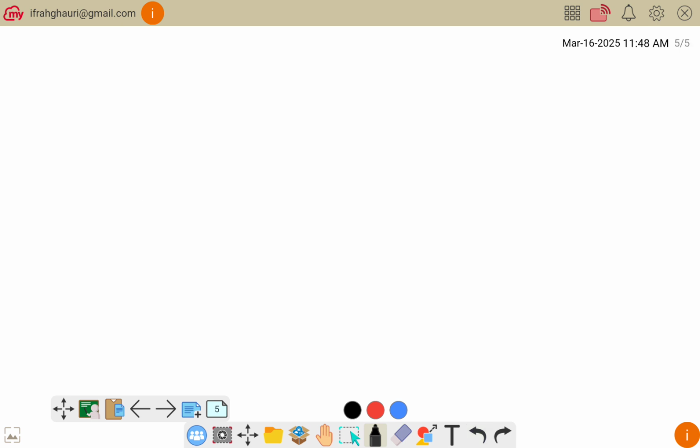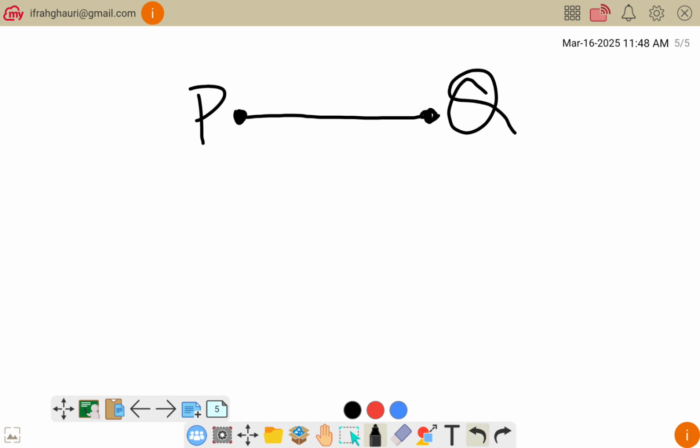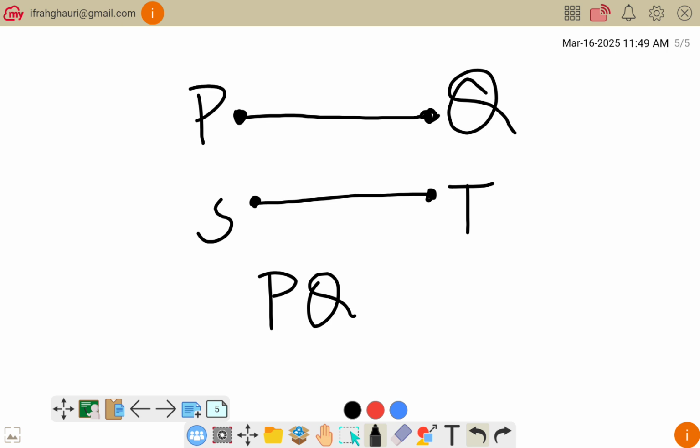Now, let's suppose I have two line segments, PQ and ST. How am I going to represent this? I am going to represent it as PQ parallel to ST.